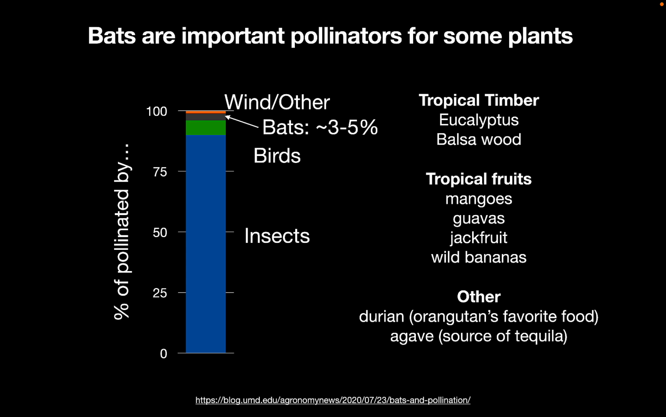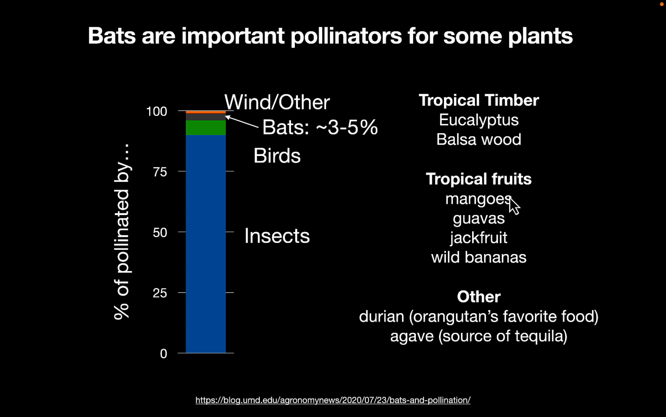Now, the bat folks really talk about how important bats are for pollinating plants, and I want to put that in perspective. They are indeed important, but globally here, if we look at what are the big pollinators in the world, the vast majority of plants are pollinated by insects, or most pollination occurs by insects. The next, the green here, is by birds. They're a nice chunk, and bats are there with maybe 3 to 5% of plants that they serve to pollinate. But these are pretty important ones, and within the tropical timber world, eucalyptus is often pollinated by bats, balsa wood, and other timber.